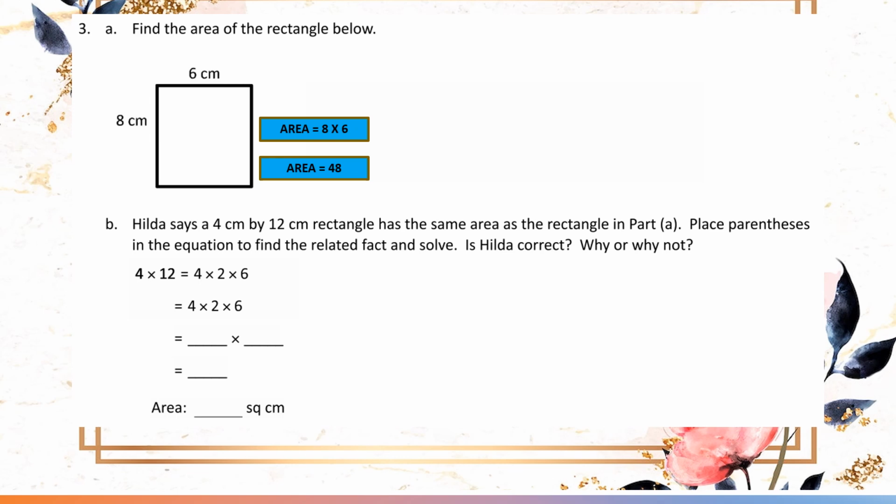So for number 3A, this is all you need to write. That area equals 8 times 6, and the area equals 48 because that's the answer for 8 times 6.